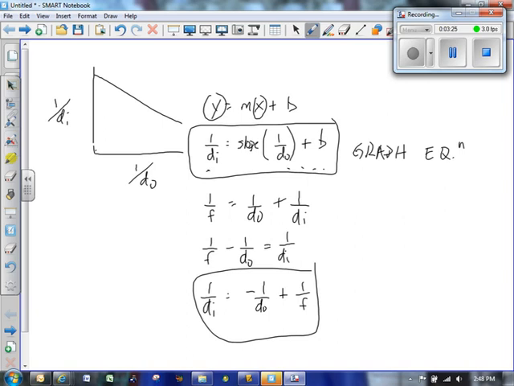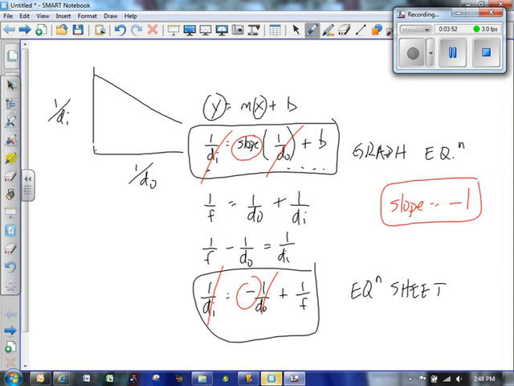Let's start crossing things off from equations that appear in both, the one from the graph and the one from the equation sheet. 1 over di appears in both. 1 over do appears in both. We're left with slope is attached to 1 over do. Negative 1 basically is attached to 1 over do. So we're going to say the slope in this case is simply negative 1. In this case, we're going to say the y-intercept, b, is 1 over f.